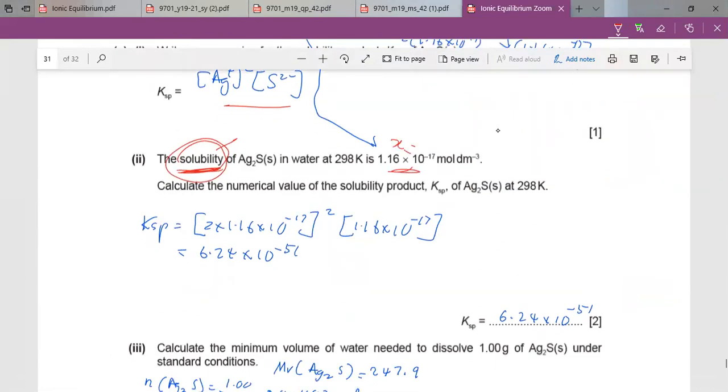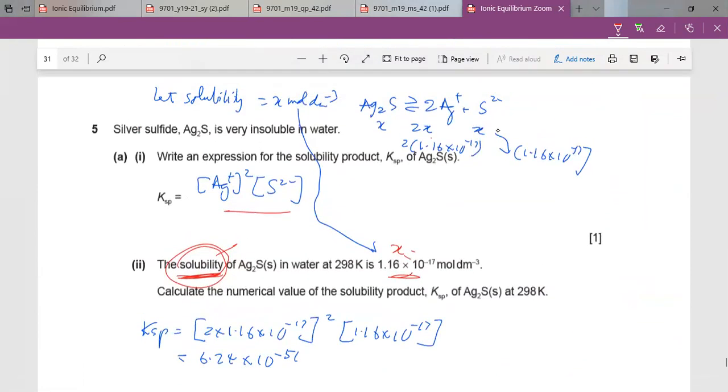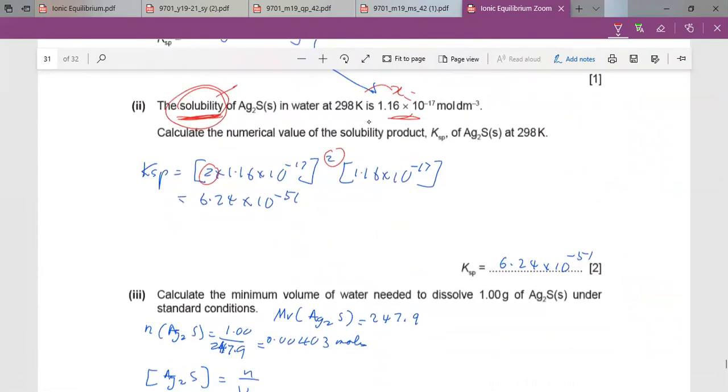So finding Ksp is very simple, right? Here remember, this x is now 2x, so 2 times this value here. This is only 1 time here, so 2 times here, and the square here as well. So it's 2 things.